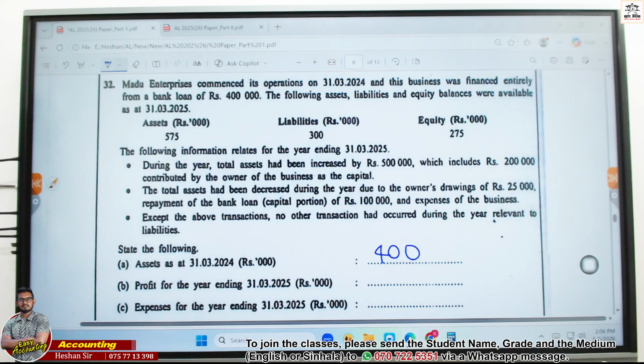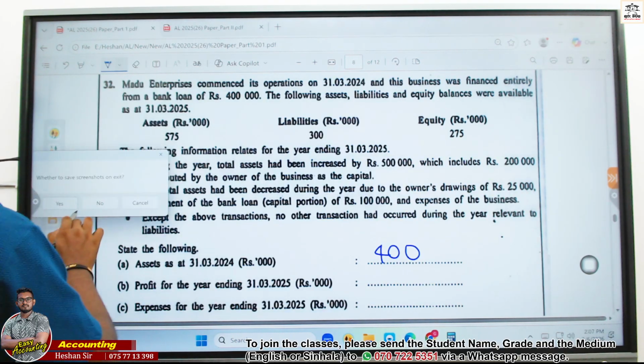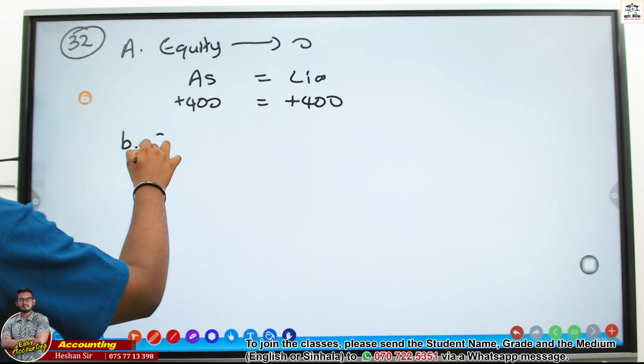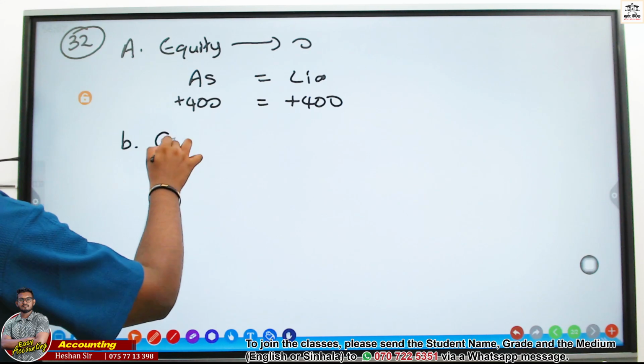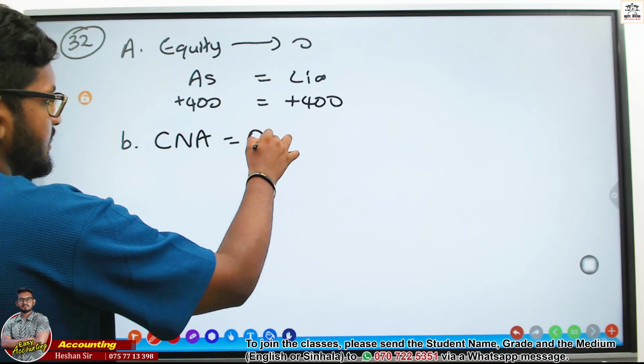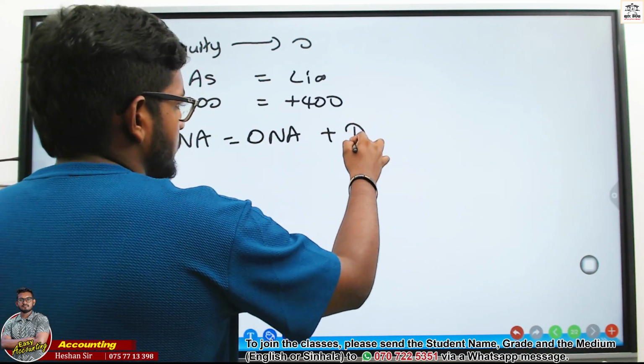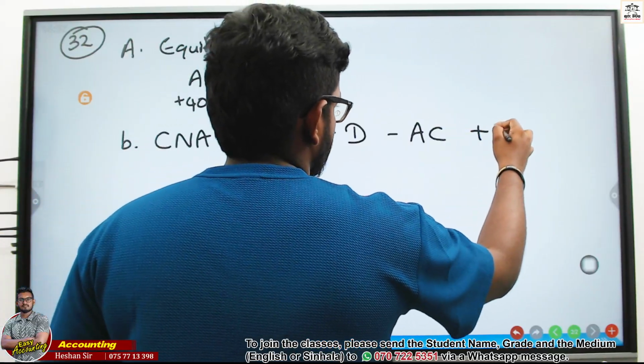Profit for the year ended 31st of March 2025. They're asking for the profit, right? Your opening equity we know, right? So now we can find the profit from the profit equation. Then in B they are asking for profit: closing equity equals closing net assets. It means opening net assets, you know, plus drawings minus additional capital plus net profit.